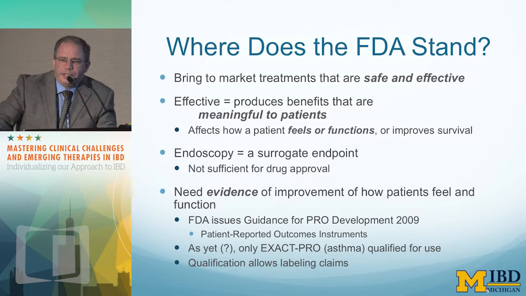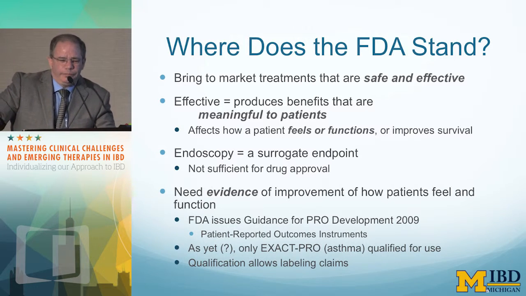So where does the FDA stand, and why is this coming now? Well, the FDA built into their charter a number of key things that affect how they think about PROs. They want to bring to market treatments that are safe and effective, and they define effective as producing benefits that are meaningful to patients. And by that, they define it has to affect how a patient feels or functions or improve survival. And most of the time, we don't change survival that much. But we do have big effects on how patients feel or function.